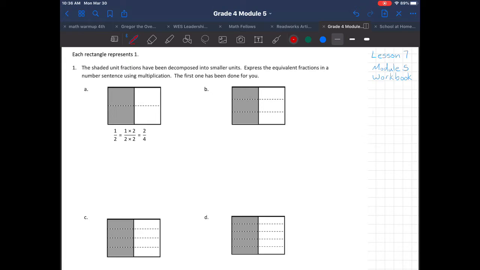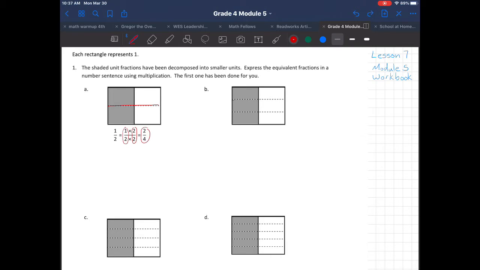Number 1 says, the shaded unit fractions have been decomposed into smaller units. Express the equivalent fractions in a number sentence using multiplication. The first one's been done for you. So basically what they're saying here is that we have one big rectangle that had a half shaded. We drew a line across it which broke it into smaller pieces. That 1/2 times 2/2 made our equivalent fraction of 2/4.